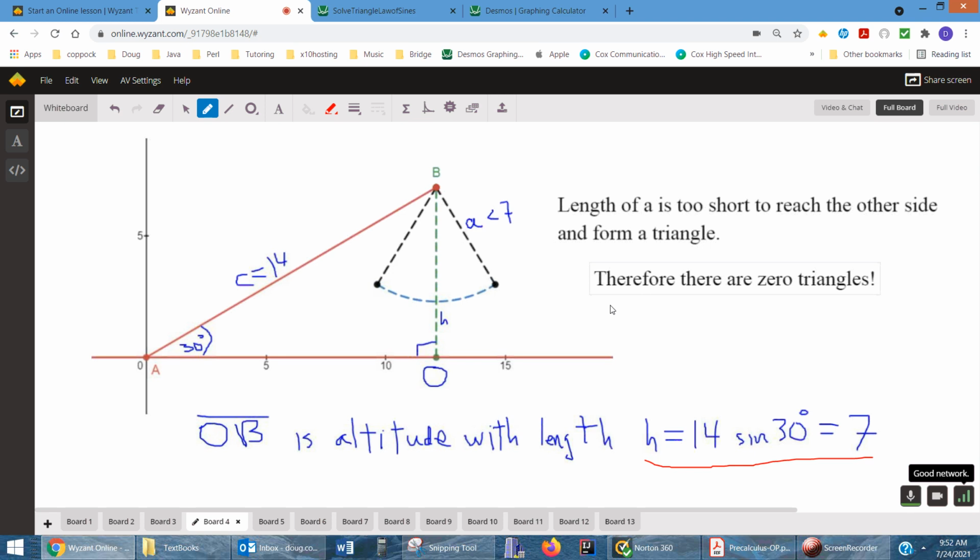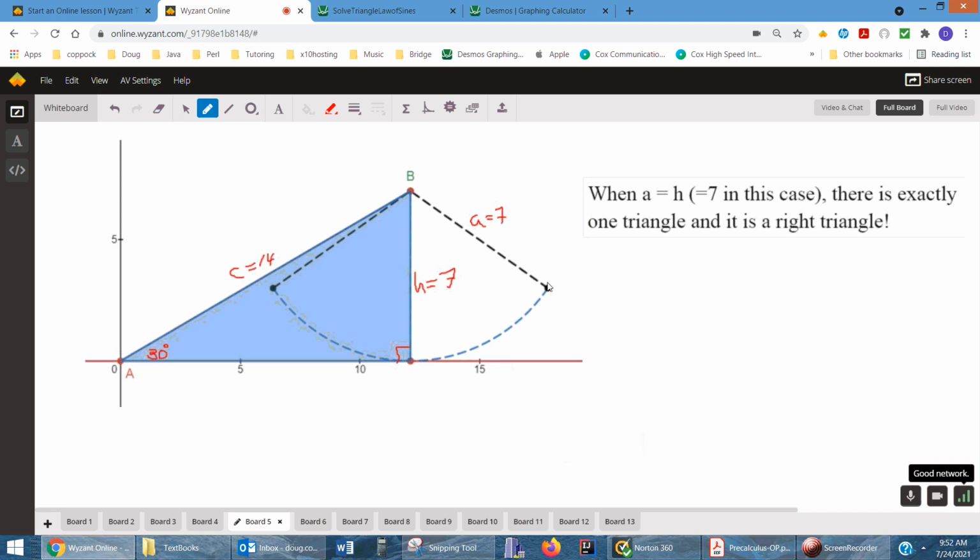So we say there are zero triangles when the hinge side is not greater than the altitude. If the hinge side actually equals the altitude, then we've got a right triangle. And we can use right triangle trigonometry actually to solve the triangle. We don't have to use the law of sines.